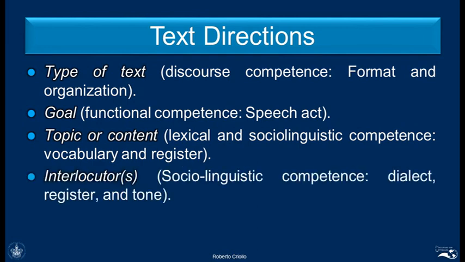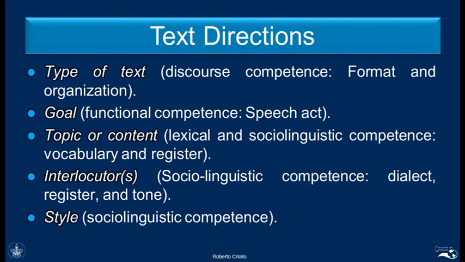The fourth element is the interlocutors. We always write a text for a specific public, for a specific audience. In this case, who are they writing to? Are they writing to a close friend? Are they writing to their boss? Are they writing for experts in a field? Specifying the interlocutor of the text is going to allow us to assess sociolinguistic competence. In this case, how they adjust the dialect, the register, and the tone of the text.